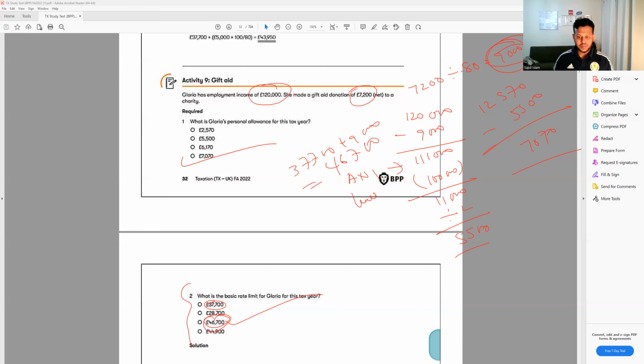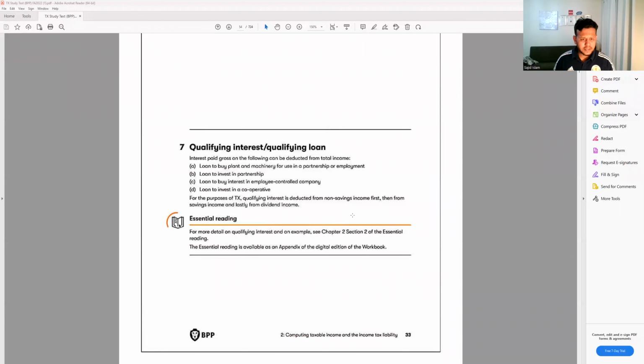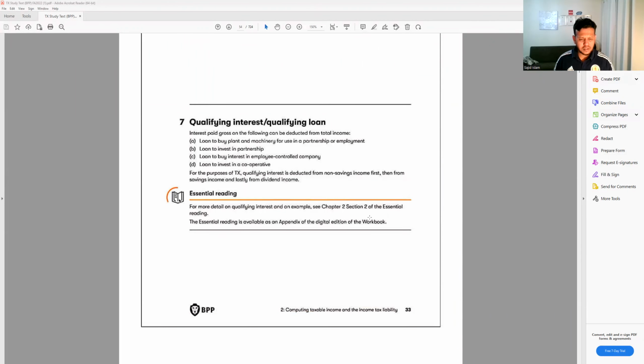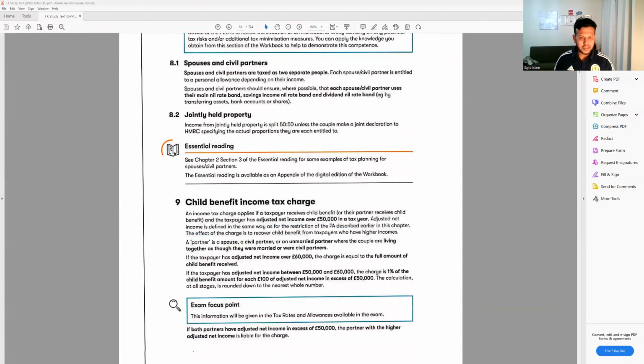All right, let's move on to the next one. The next one we have is qualifying interest. It's not very important. You can have a look, just read it. It's not very common in the exam anyway.